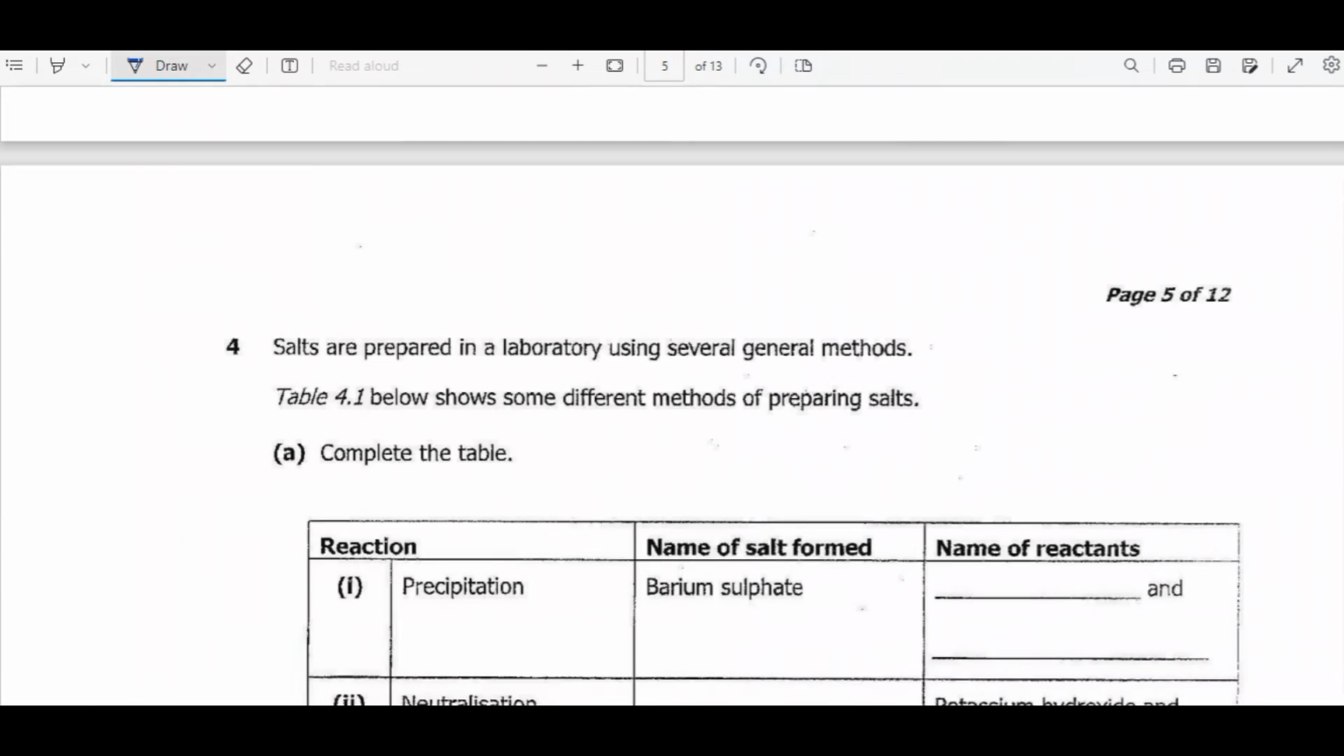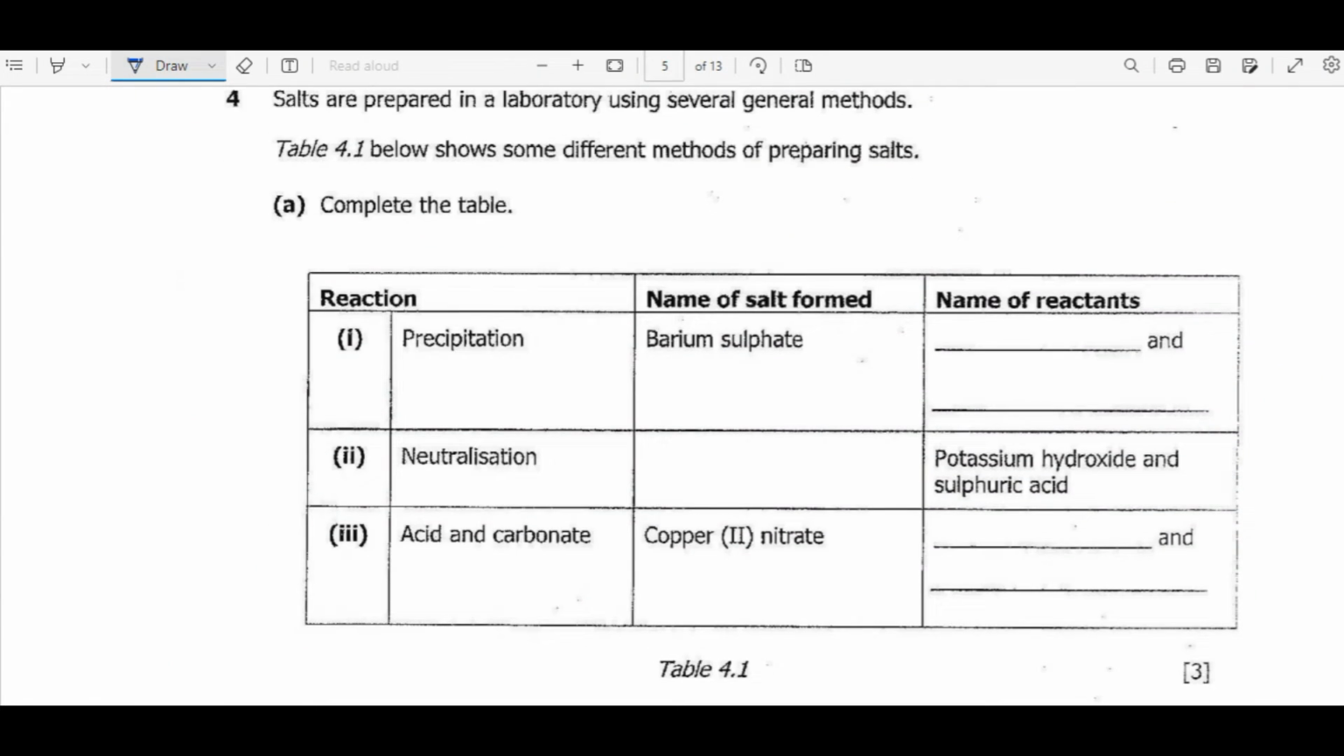Okay, we move on to question 4. Salts are prepared in a laboratory using several general methods. Table 4.1 below shows some different methods of preparing salts. Complete the table. So the first one is precipitation. This one gives us insoluble salt, remember. Now, whenever you're dealing with insoluble salt, in order to find the name of the reactant, you just have to remember that you need to use two soluble reagents. So now, the name of the salt formed during this precipitation is barium sulfate.